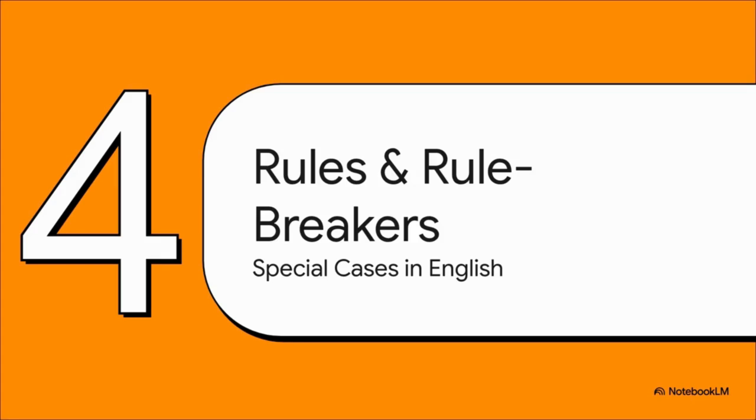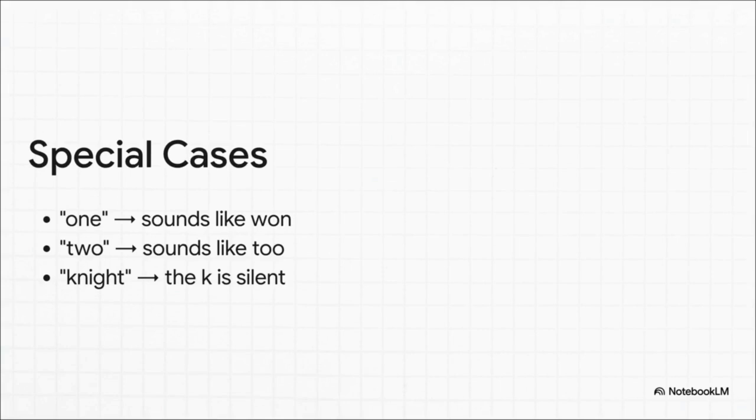So, okay, English has rules. That's great. But you knew there was a but, right? To really get the hang of it, you also have to know about the rule breakers. And trust me, English has plenty of those. I mean, take the word one. It sounds like it should start with a W, right? It totally breaks the rules. Or the word two. That W is just silent. And don't even get me started on a word like night, where the K is just hanging out at the beginning, not making a sound at all.